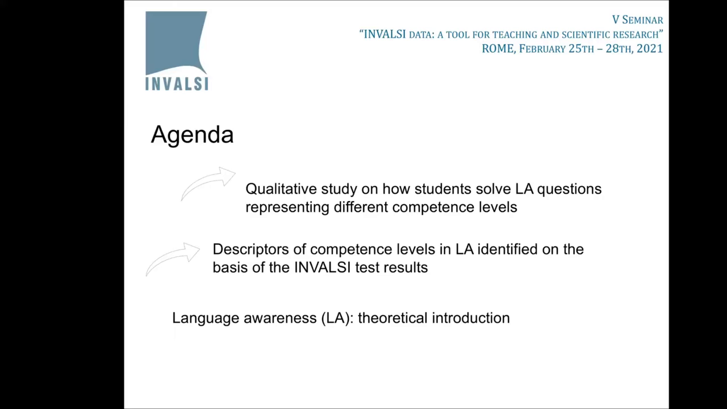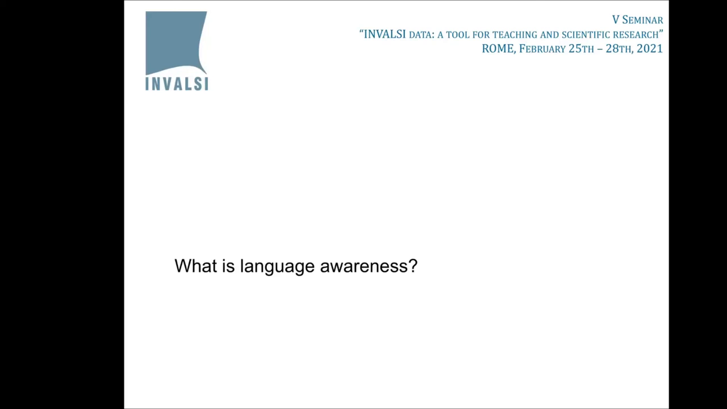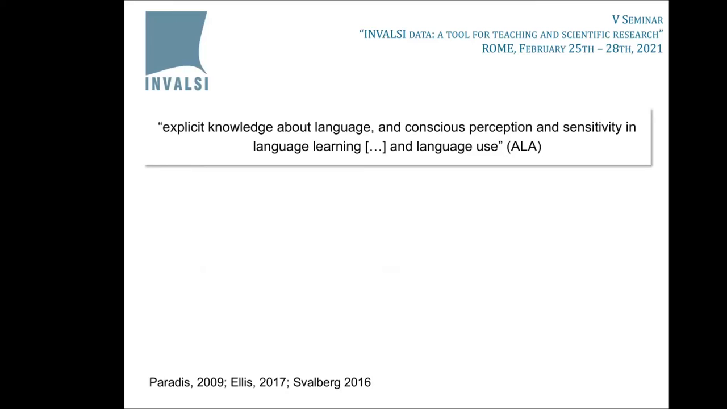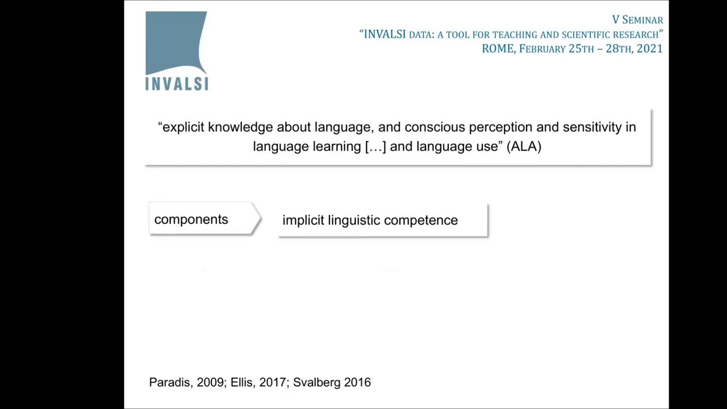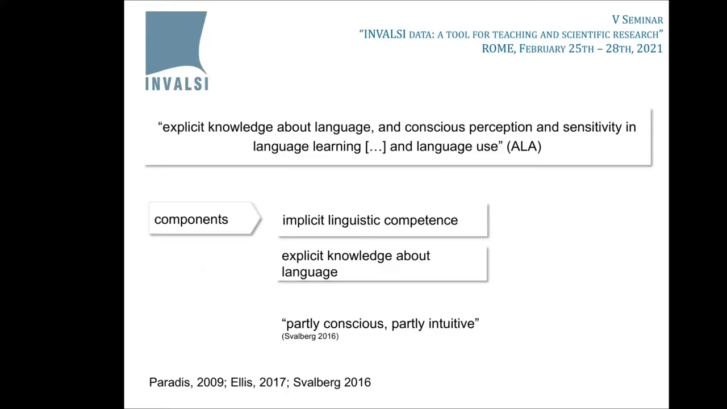So what is language awareness? It is a broader concept than grammar. According to the Association of Language Awareness, it can be defined as explicit knowledge about language and conscious perception and sensitivity in language learning and language use. That means that it has two major components. It has an implicit component, an implicit linguistic competence, a linguistic sensitivity, which is also part of language awareness, and then explicit knowledge about language. In other words, language awareness is partly conscious, partly intuitive.